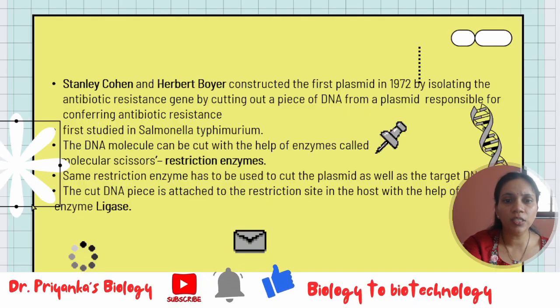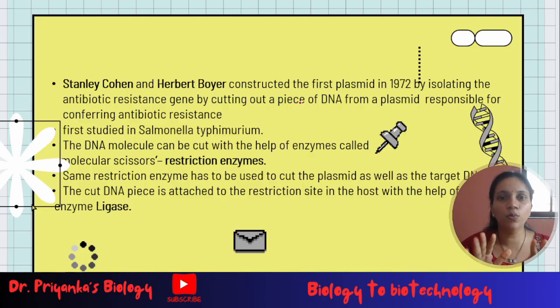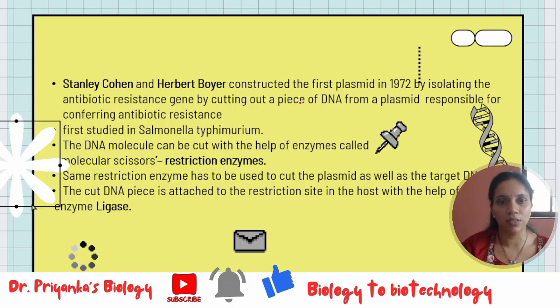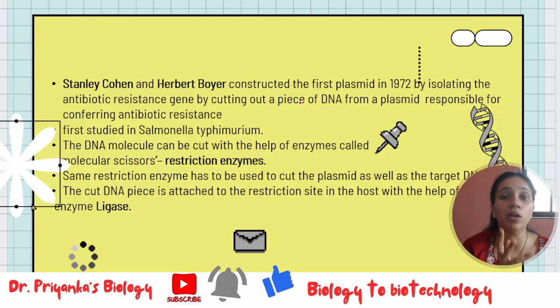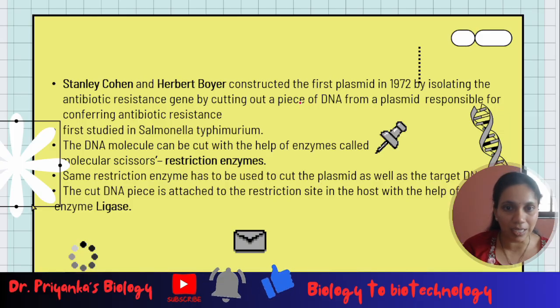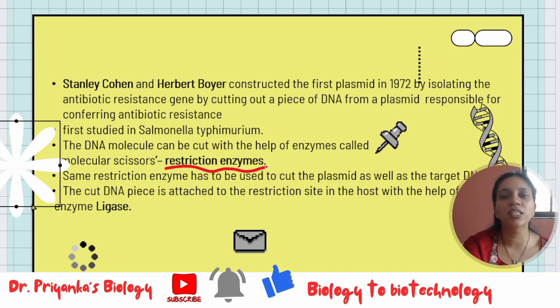This was first studied in Salmonella typhimurium, the organism which is responsible for causing typhoid. Now they used something to cut the DNA. What did they use? Can they use scissors? No. But they used something called molecular scissors, a molecule which is responsible for making cuts or nicks into the DNA. They are called molecular scissors in general, and the technical term is restriction enzymes.